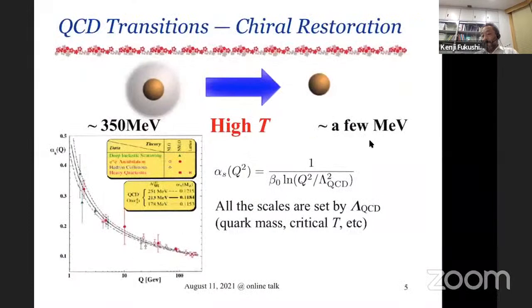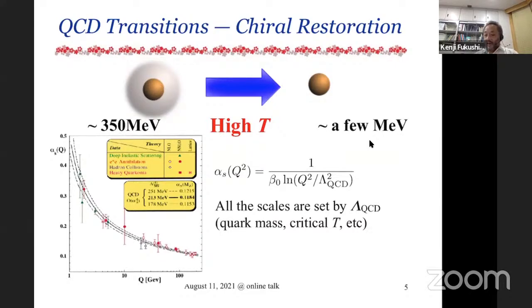But to understand these physics features, there are actually two important things. One is the chiral restoration. That is the QCD phase transition in terms of the QCD mass or dynamical mass. Actually, in QCD, it is very well known that the mass comes from the QCD interactions.